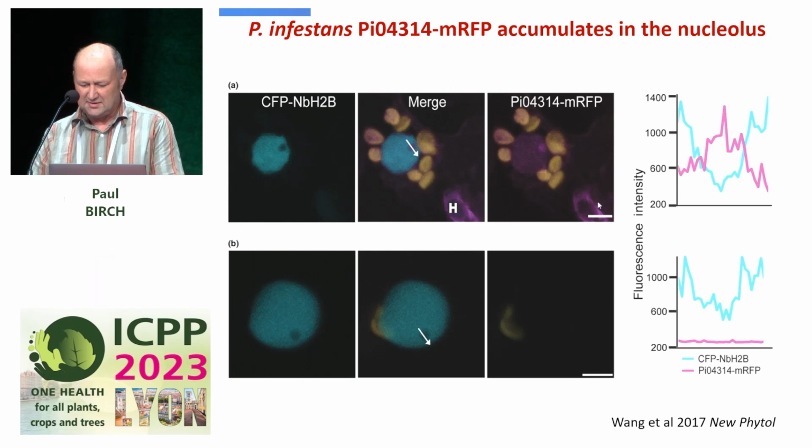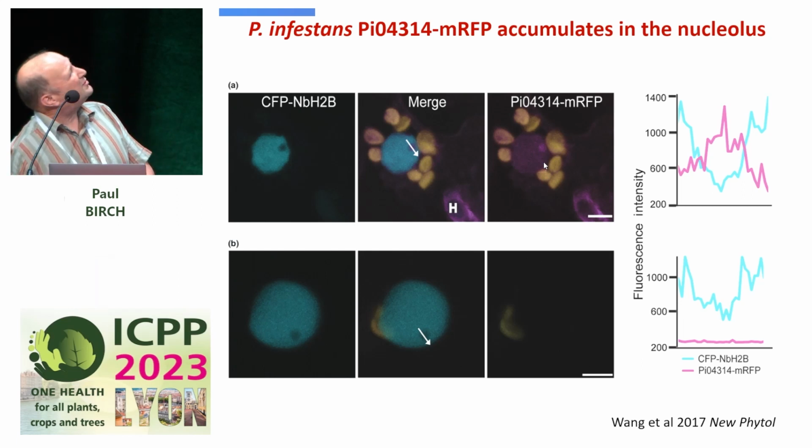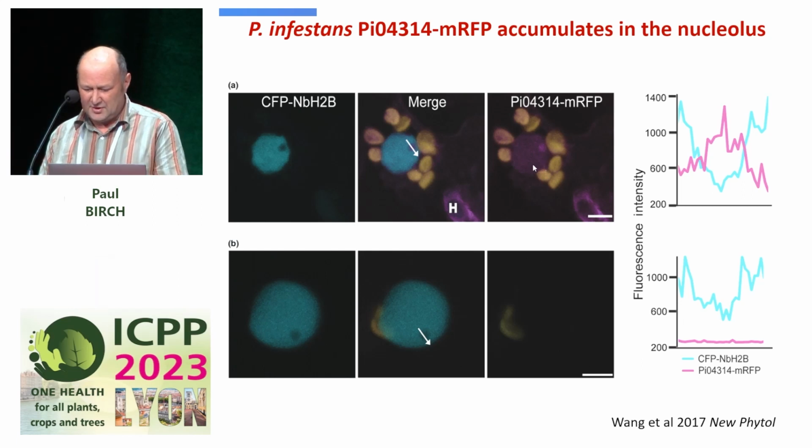So we look at an infected cell where we can see the haustorium. We can see, can you see it? Yes, good. There's RFP within the nucleus and especially within the nucleolus. So we draw our intensity plot across the nucleolus. We can see as the blue fluorescence goes down, the red fluorescence goes up. And if you go to a neighboring uninfected cell, you don't see that.